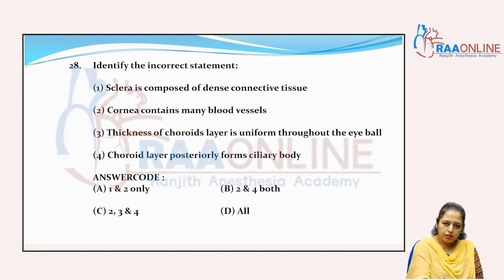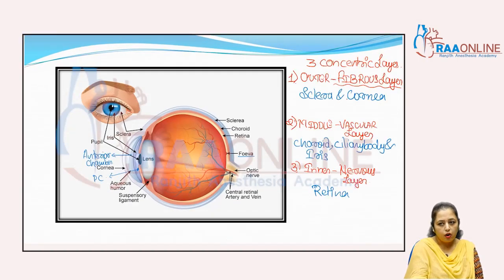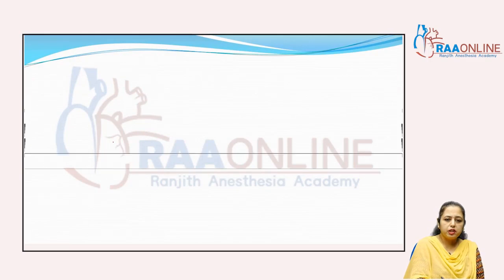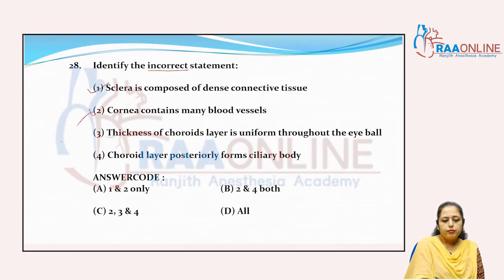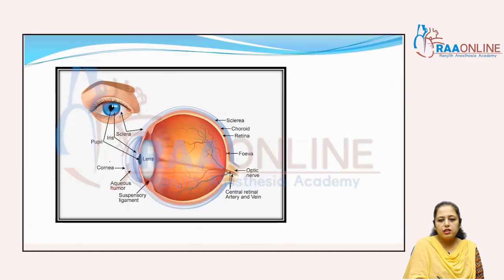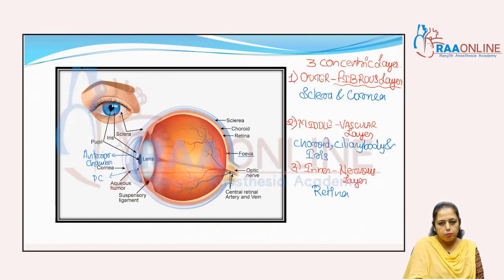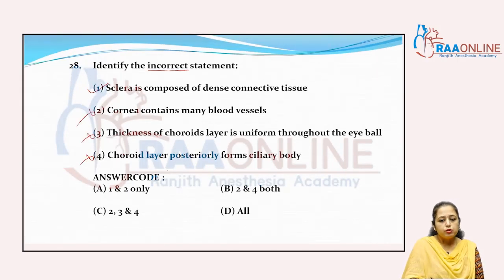Identify the incorrect statement, right? Sclera is composed of dense connective tissue. Is it right or wrong? Right. Cornea contains many blood vessels. See, the cornea is part of the fibrous layer, and it does not contain many blood vessels, so that statement is incorrect. Thickness of the choroid layer is uniform throughout the eyeball. No, it is not. Choroid layer posteriorly forms the ciliary body. No, that is also wrong. The choroid forms the ciliary body anteriorly, not posteriorly.